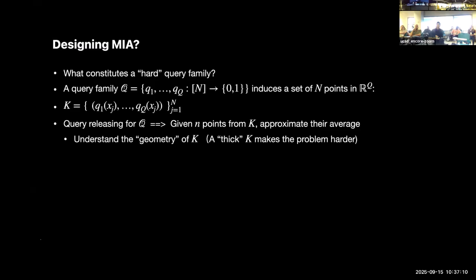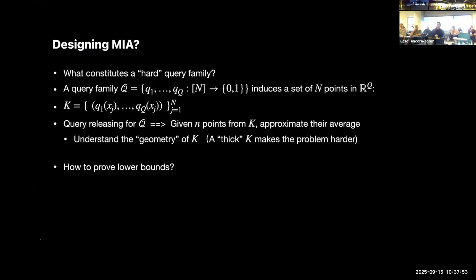And from this perspective, query releasing for the set Q is nothing more than doing mean estimation: given endpoints from the common set K, approximate their average. And from this viewpoint, it explains very clearly why a small domain makes the problem easier. Because if your big N is small, then the set K consists of a smaller number of points or vertices. Geometry-wise, that makes Q a thin convex body, which makes the mean estimation task easier.